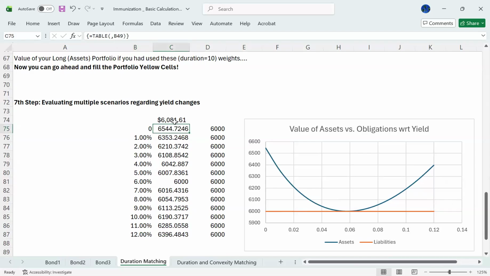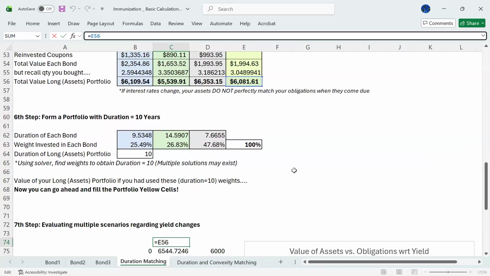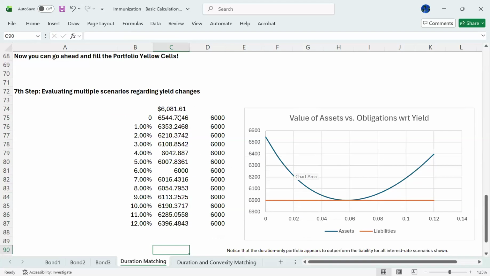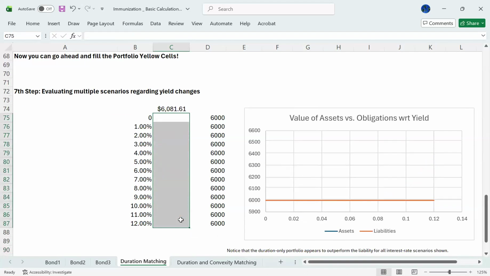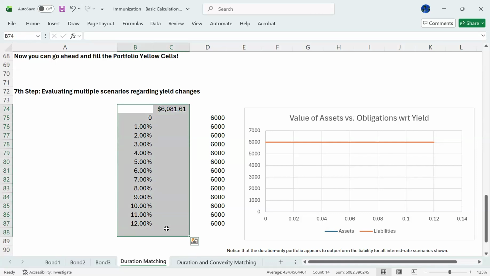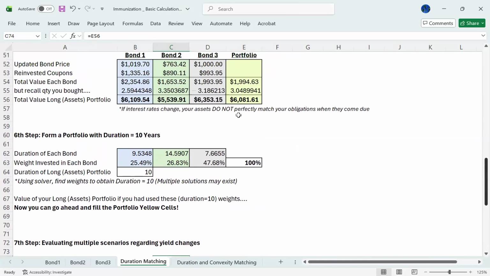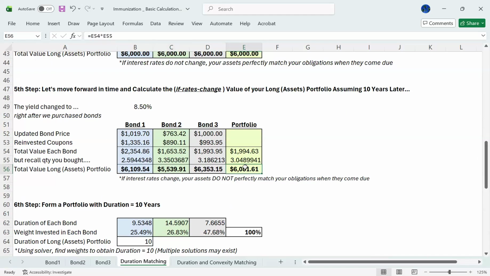Now, what did I do? I just used this formula here. So let's do this again. I believe I can do that. And now what I did is I created a data table. So I take this cell, which is the cell of the total value after 10 years, after rates change to 8.5%. It's here. This is the final number.